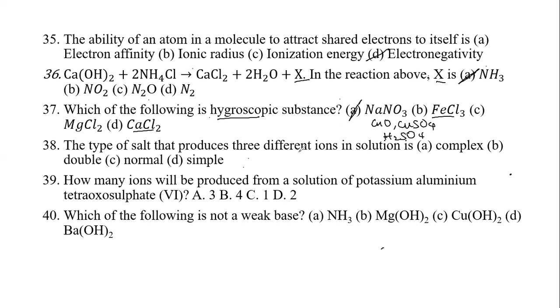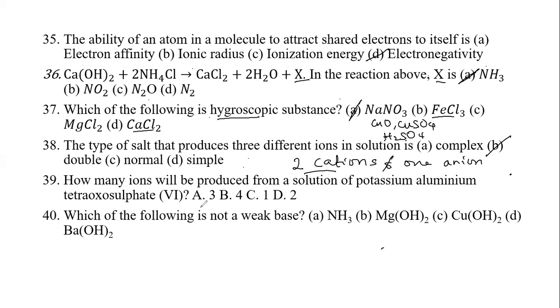The type of salt that produces 3 different ions in solution is what? So now you're talking about the salt that produces 3 ions. That is a double salt. A double salt will produce 2 cations and 1 anion. They can ask you in your exam that a double salt will produce how many cations? It is 2 cations and 1 anion.